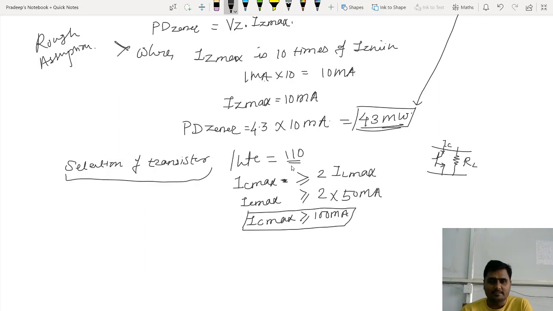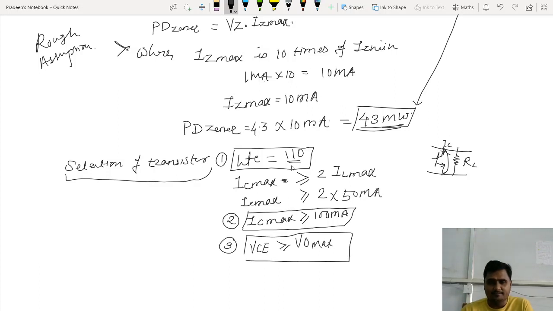What is the first thing which is used to select the transistor? First thing is the transistor's HFE. The second thing is the collector current of a transistor. Then the third thing is its collector to emitter voltage. Look at this. Collector to emitter voltage means this voltage I am talking about. So this voltage must be greater than the output voltage. This is the third parameter that I can use to select the transistor.